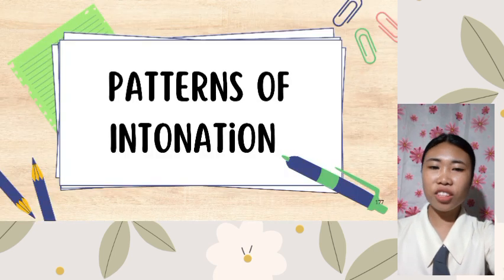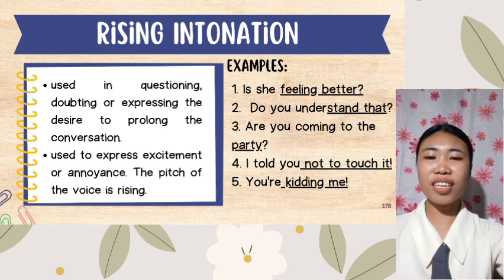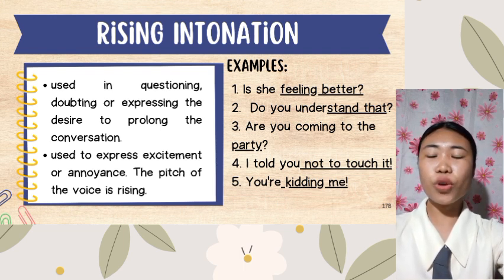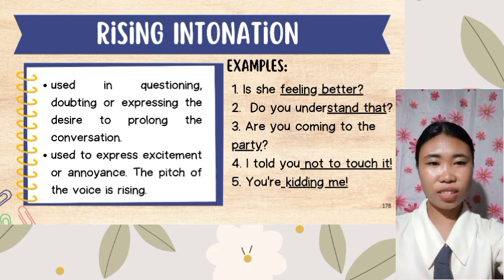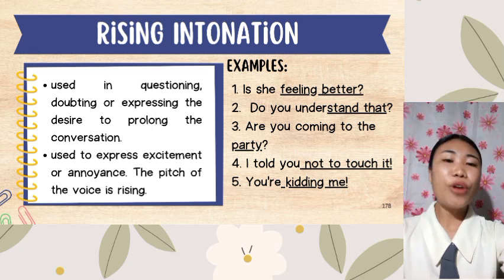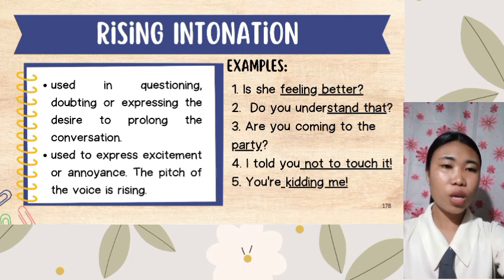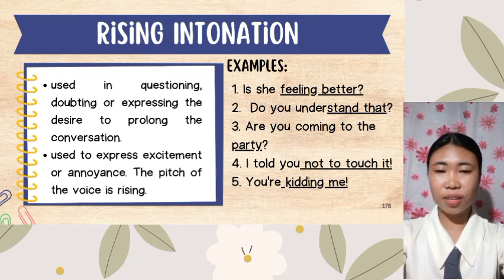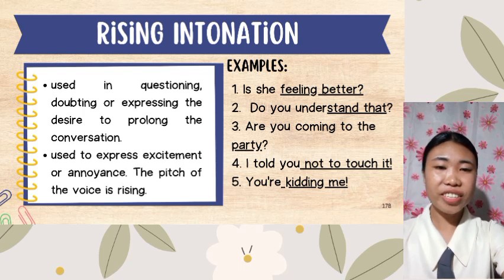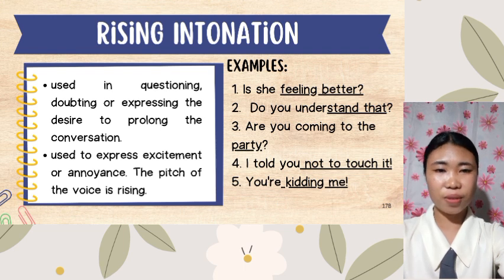There are patterns of intonation. First is rising intonation, used in questioning, doubting, or expressing the desire to prolong the conversation. It is also used to express excitement or annoyance. The pitch of our voice is rising. Rising intonation is like a musical note when the pitch of our voice goes up at the end of the sentence. It can signal a question, express doubt, show excitement, or even convey annoyance.